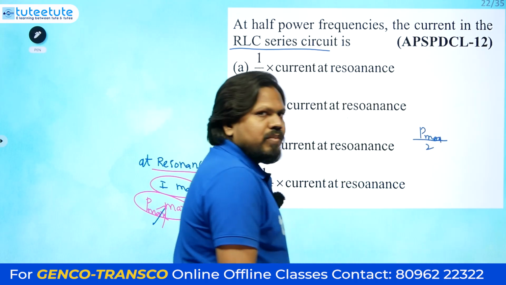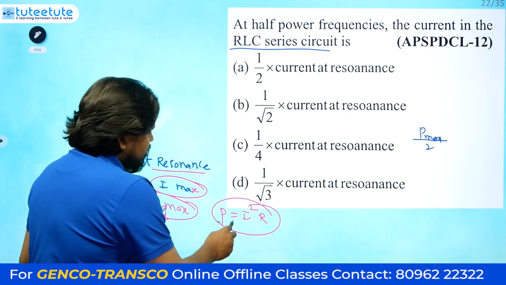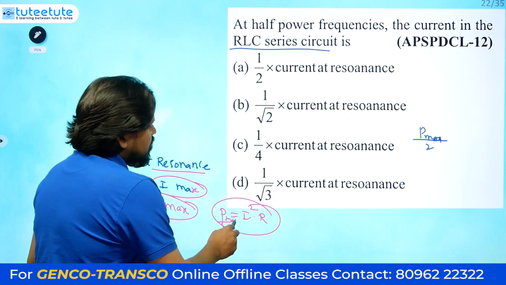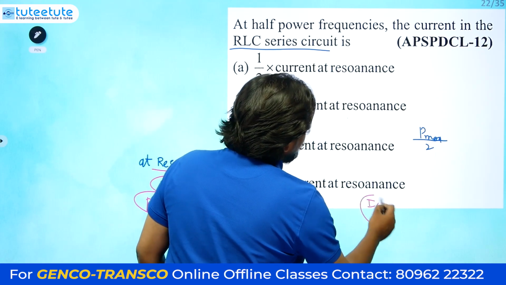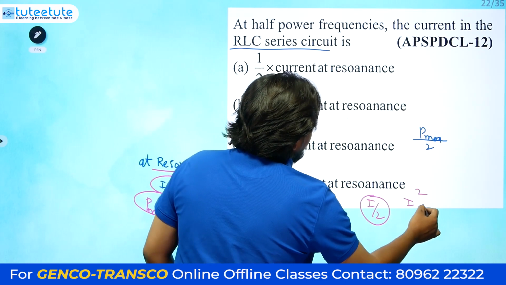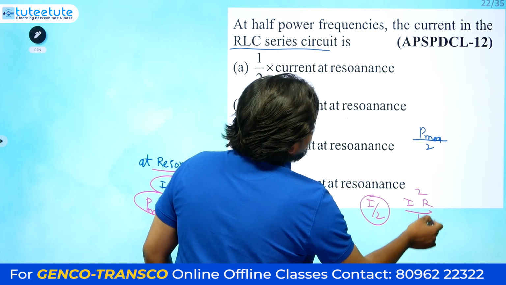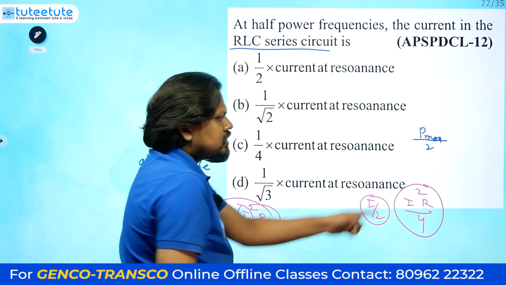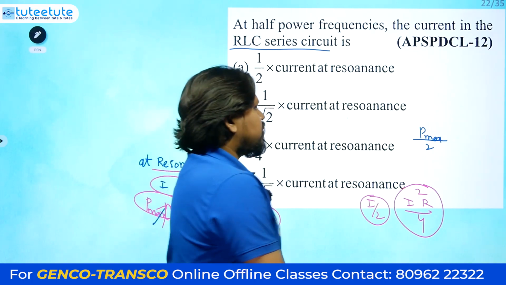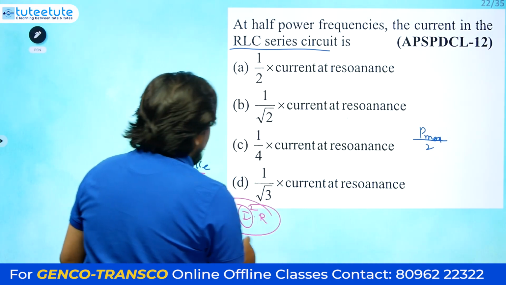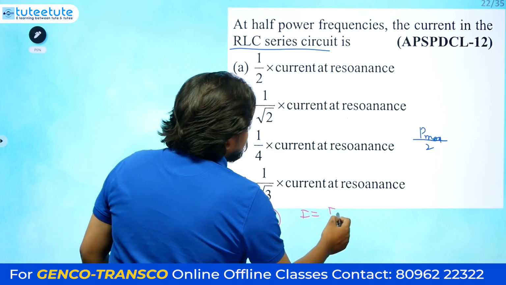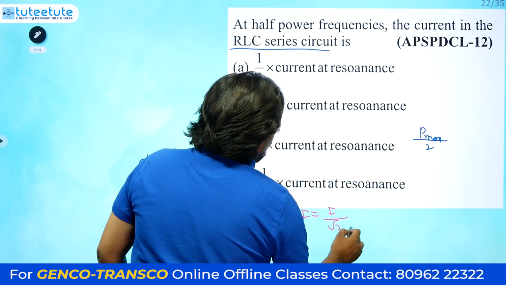To get P max divided by 2, what should the current be? If you use I by 2, it will be I square R divided by 4. This will not be half power, it is quarter power. So you should not do I by 2. To get P by 2, the I value must be I divided by root 2.